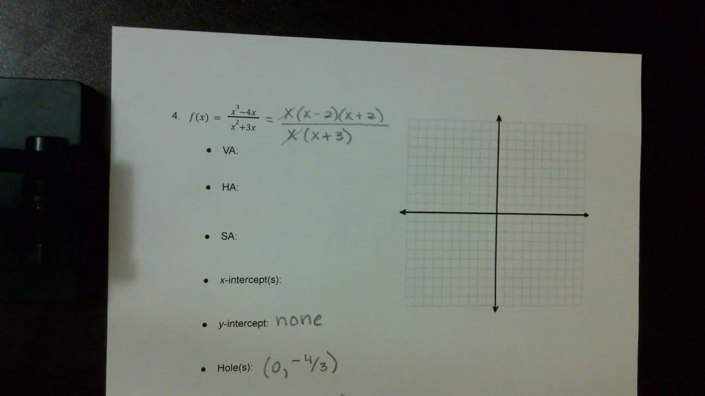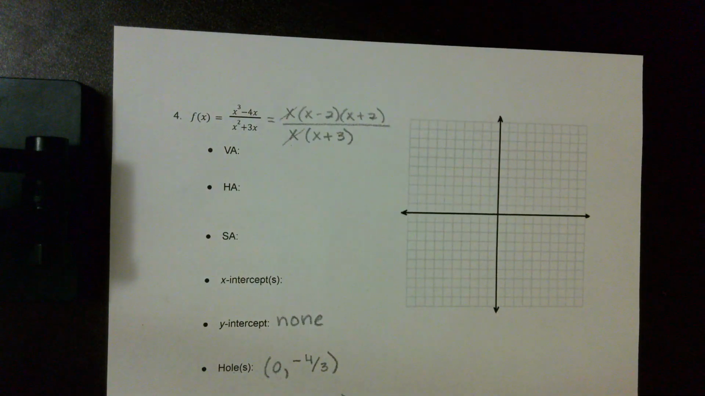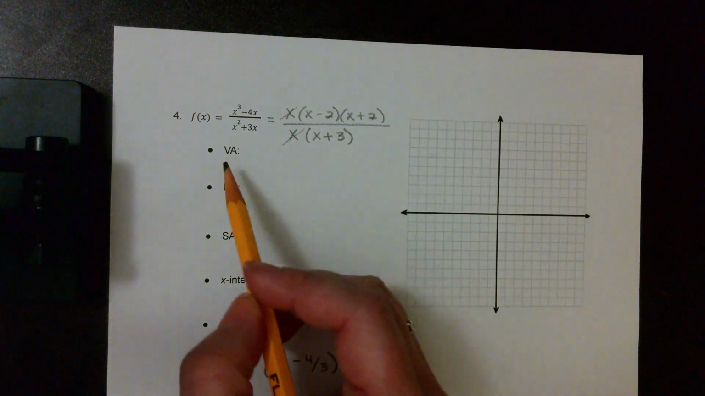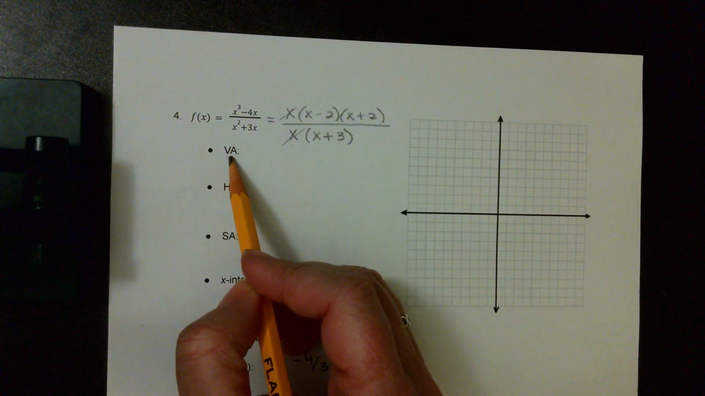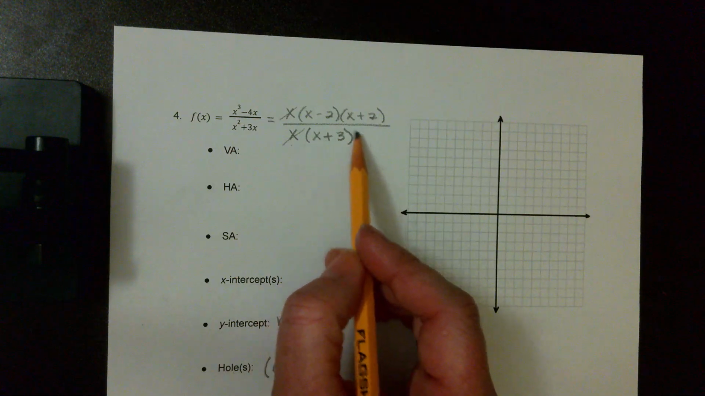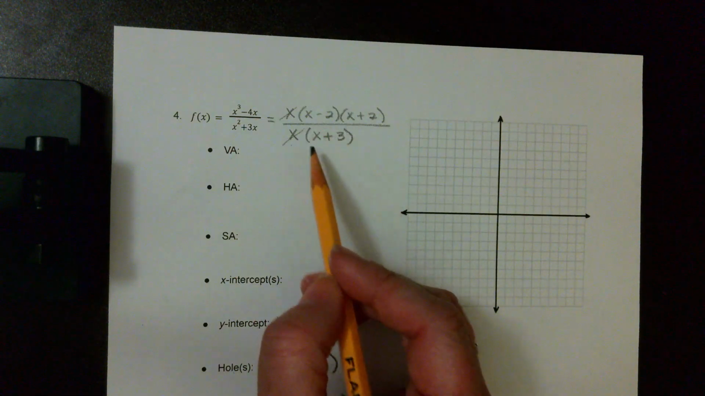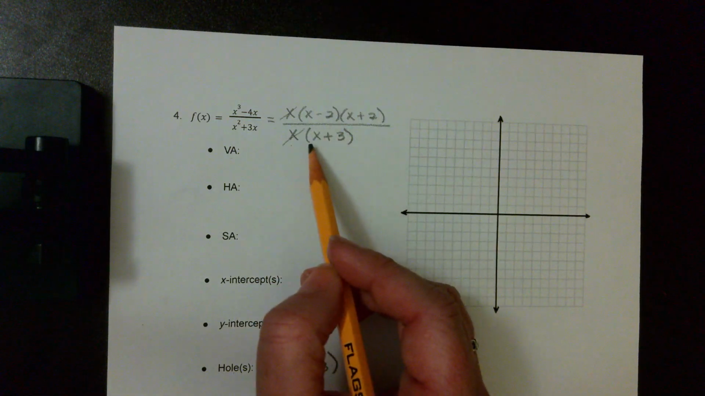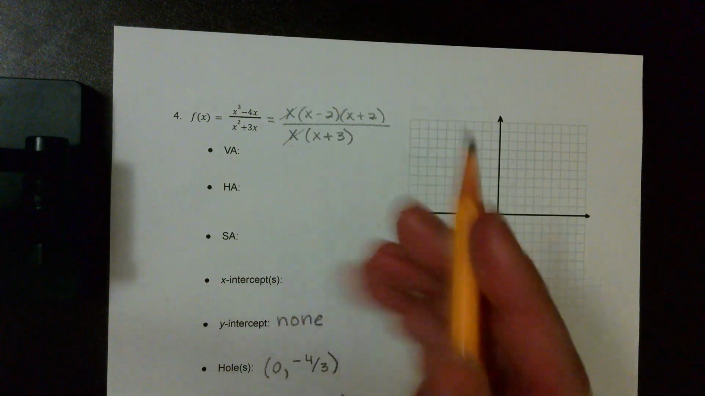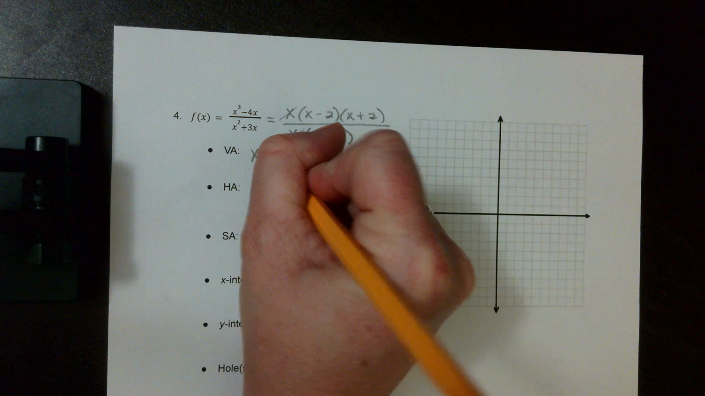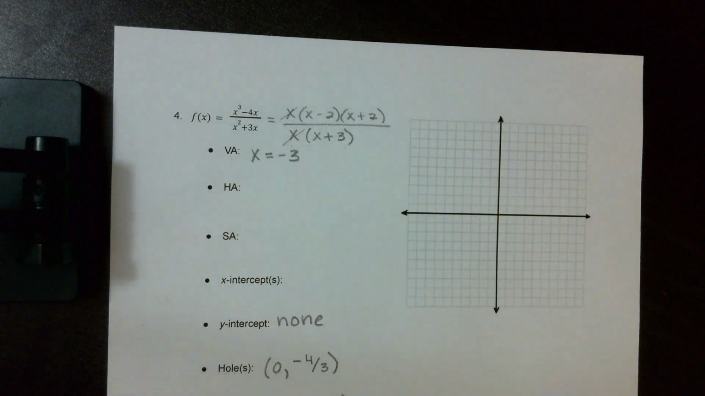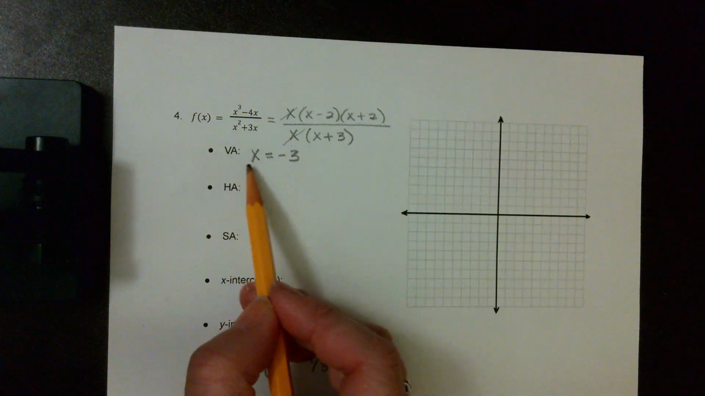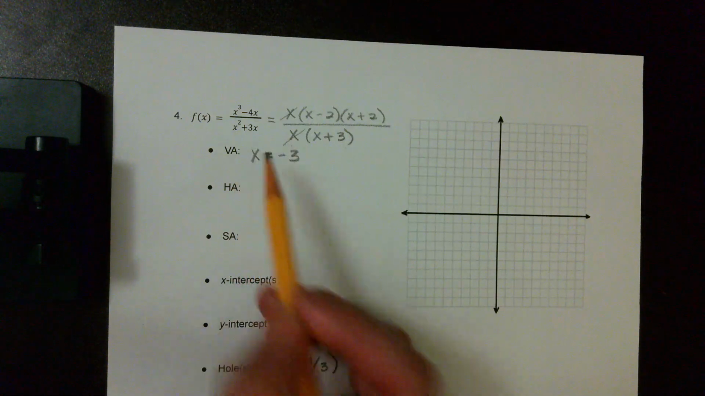So now, looking at our function, we want to see if we can start doing some of this more mentally instead of taking time to write out the work. So looking for a vertical asymptote, I want to look and see if there are any factors left in the denominator and find out what values would make that factor equal to 0. So the remaining factor is x plus 3, so our vertical asymptote is going to be x equals negative 3.